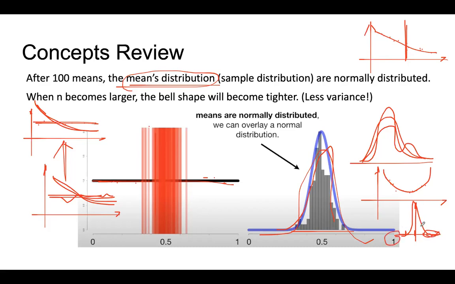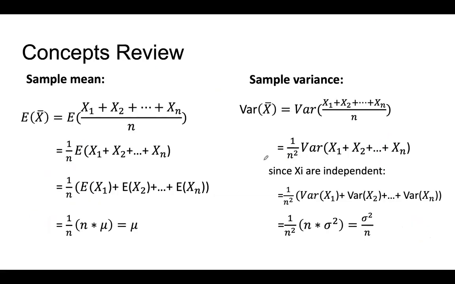But it should be like a bell shape. It's a normal distribution. This is the intuition, right? This is the intuition.